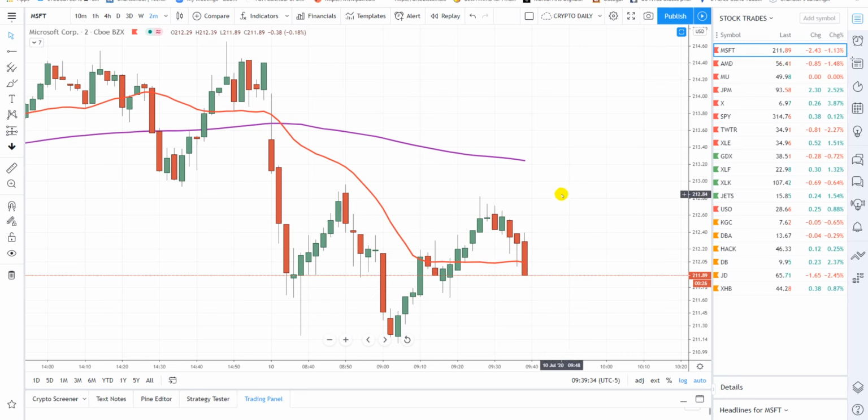All right, guys, here we go. Looking at the 2-minute chart of Microsoft. Each candle is 2 minutes of price action. We have about 20 seconds left on this candle before it closes.